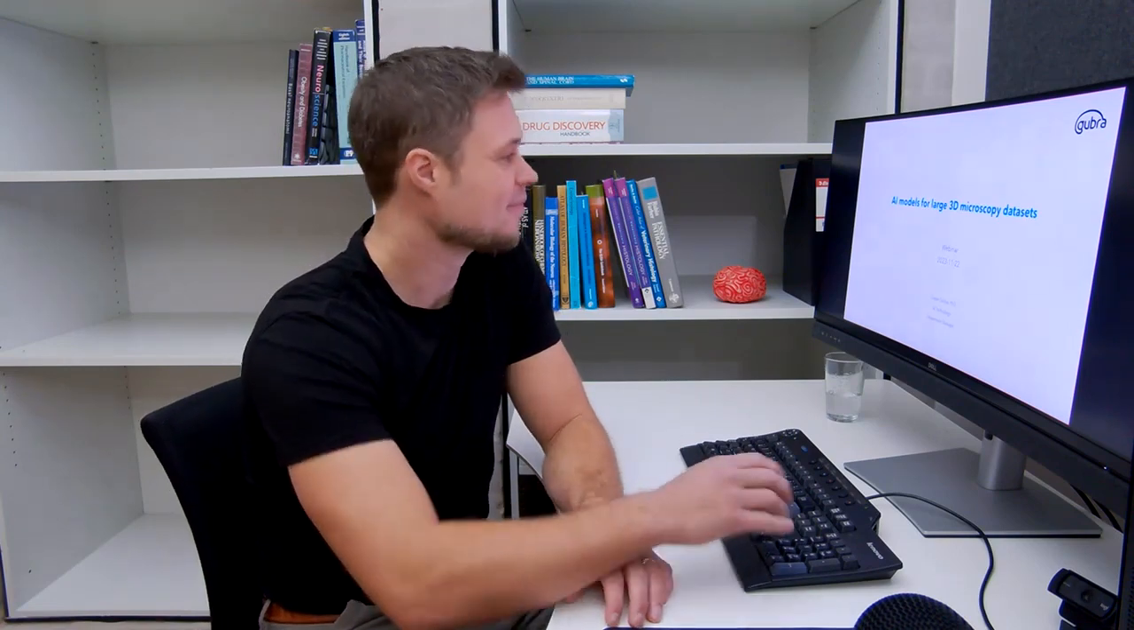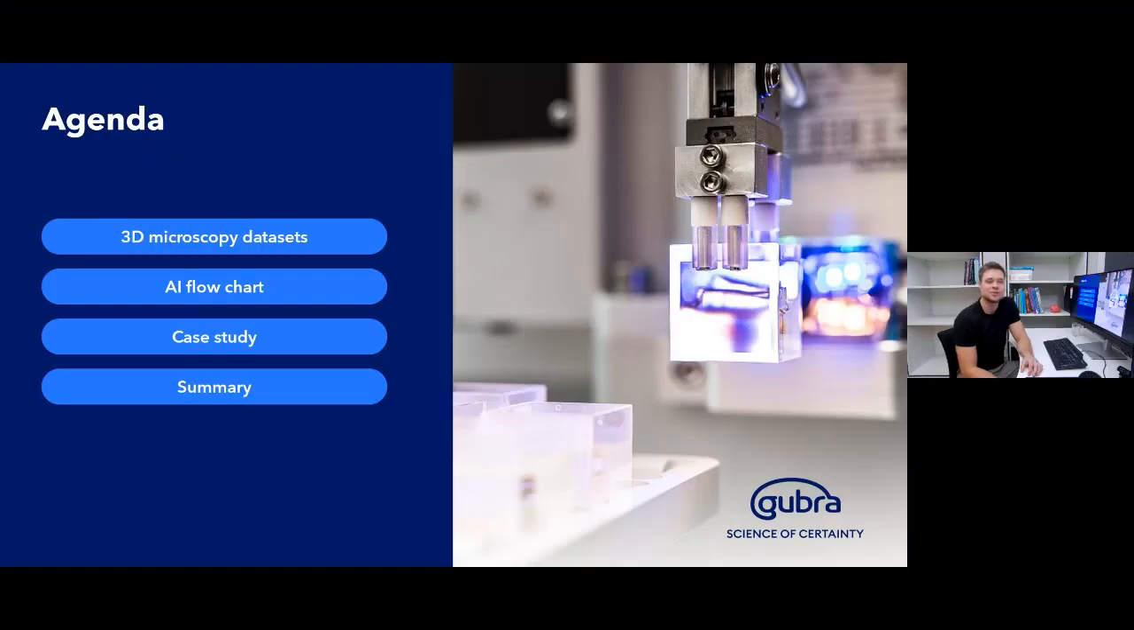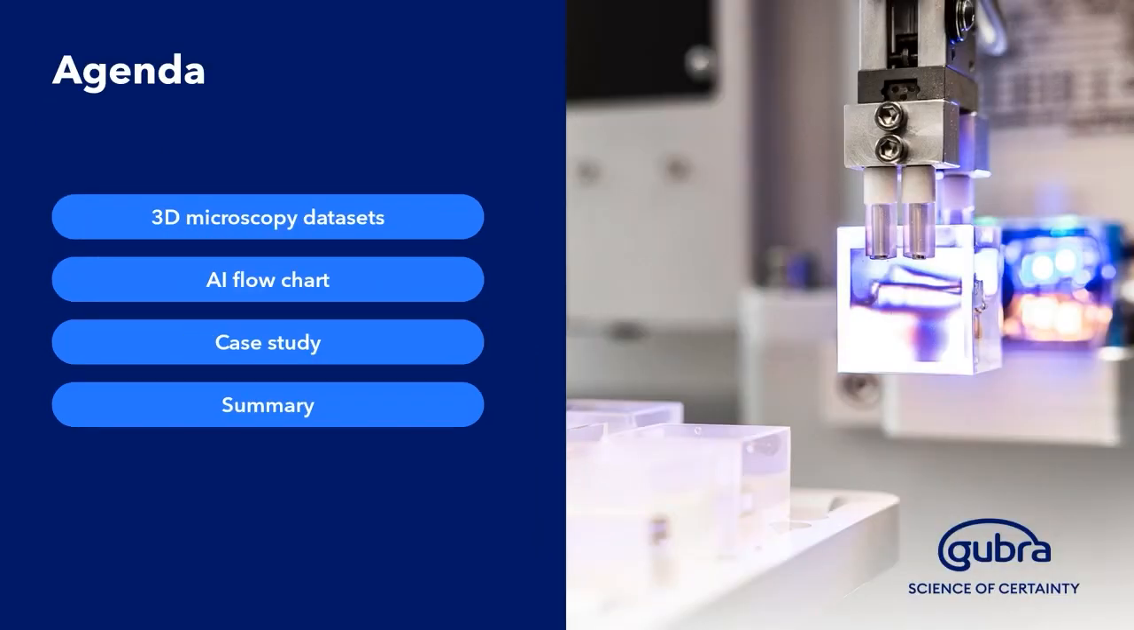So today, I will give this webinar, and I will start by introducing you to some of the 3D datasets that we analyze here. I will introduce you to the steps we take when we build and use AI models for this analysis. And I will do it by going through a case study related to a Parkinson's disease model. At the end, I'll provide a short summary. So yeah, thank you for tuning in, and let's get to it.